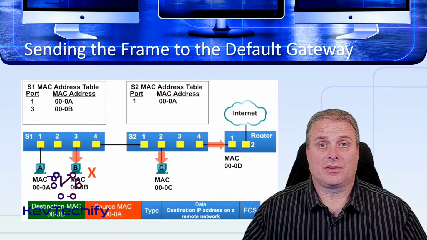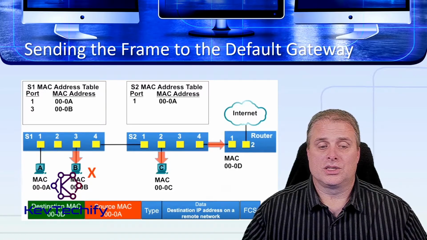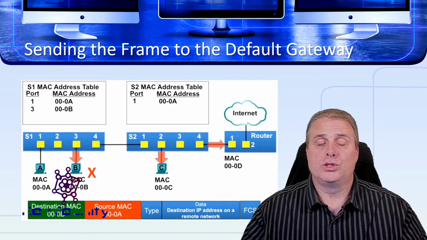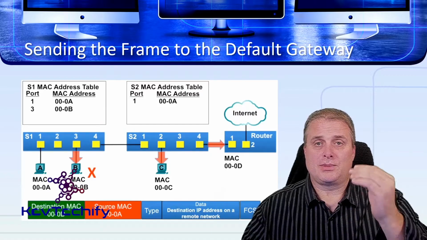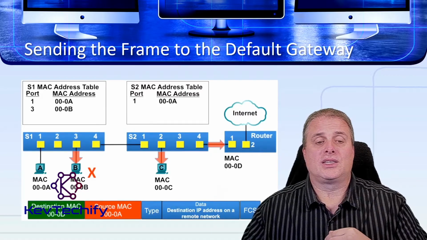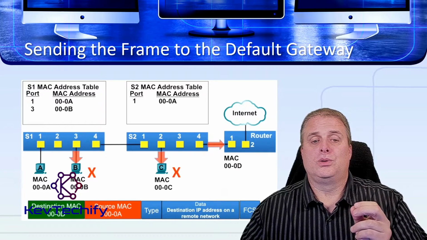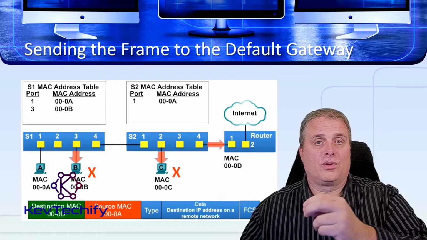PCC receives that beginning of the frame, looks at its MAC address. Its MAC address on PCC is 00C. Destination MAC address is 00D. Those do not match. PCC stops accepting the frame and deletes what it has received so far. Meanwhile, on switch 2 port 4, that frame is forwarded out.